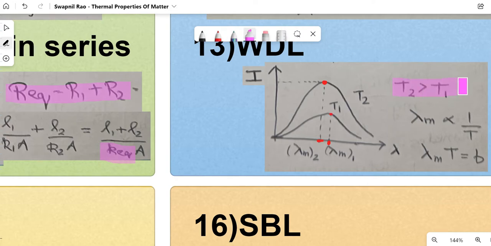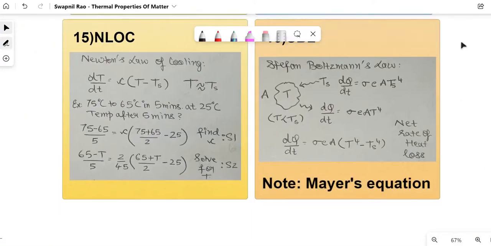In this case, temperature T2 is greater than T1, and also you have to know that because this is observed, we can say that maximum wavelength is going to be inversely proportional to the temperature. So when you remove the proportionality constant and multiply the entire equation by T, it will be lambda m times T is equal to B. And B over here is Wien's constant, and I've just written WC. So with that, we are almost done with the chapter.